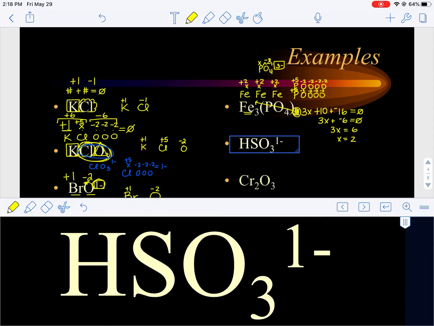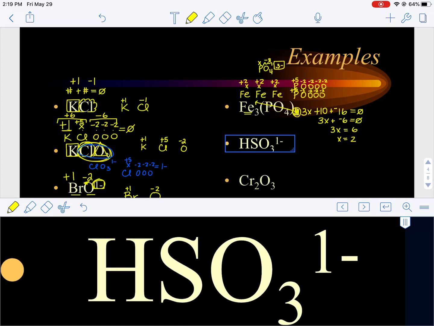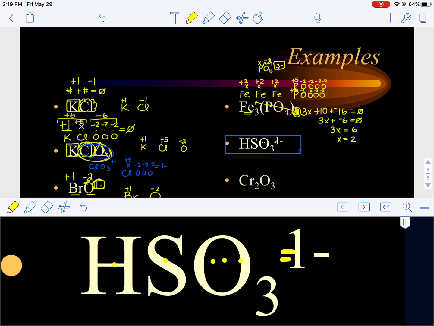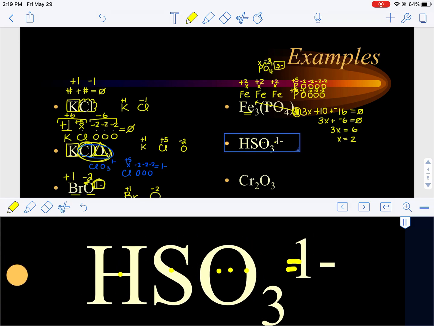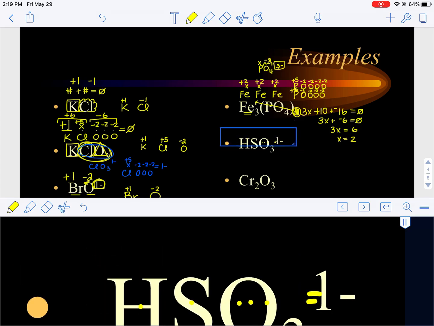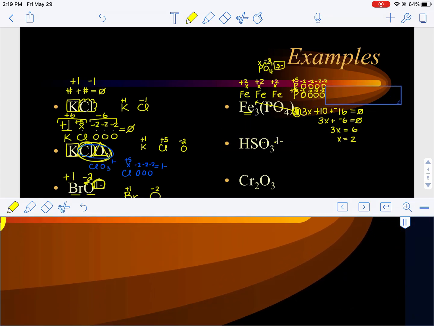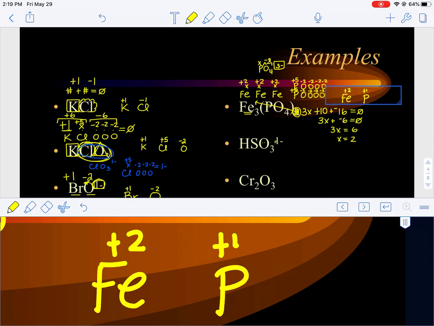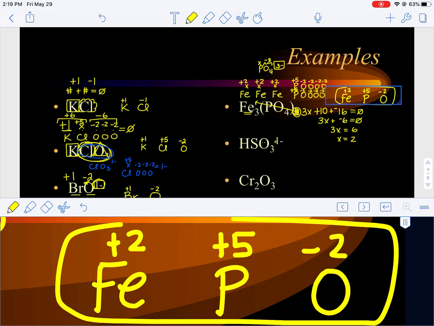All right, example number 5. HSO3 with a -1 charge collectively. In other words, the number for the H, the S, and the 3 O's are all going to equal this -1. Looking at the rules, where will we start? Well, maybe some of you are going to oxygen. Oh, wait, I didn't write out my answer final. Oh, so sorry. Iron is +2. Phosphorus is +5. Oxygen, -2. That's your answer. So sorry that I didn't finish out that problem.